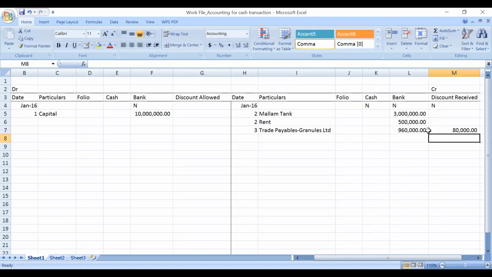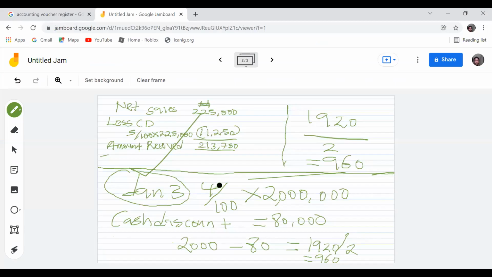So that is that. Look at how we calculate the discount. This is how we calculate the 4% cash discount: 4 divided by 100 multiplied by the invoice price. That will give us 80. Then the invoice price minus the discount of 80 will give us 1,920. And you've paid half of it, so you divide 1,920 by 2. All right, so that is that.